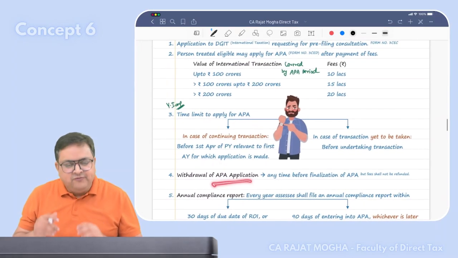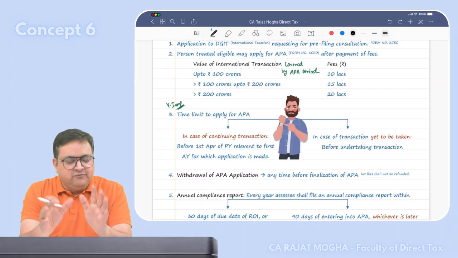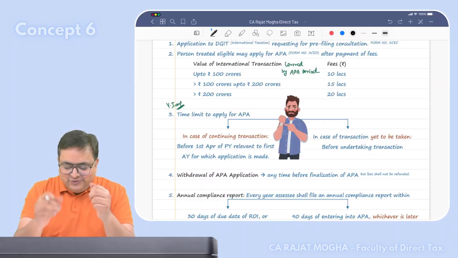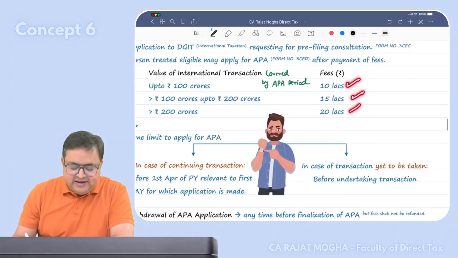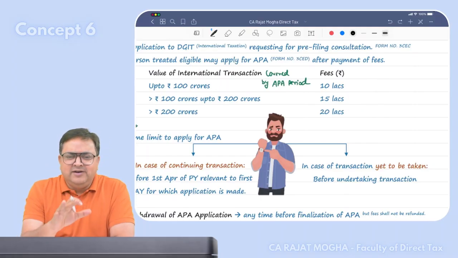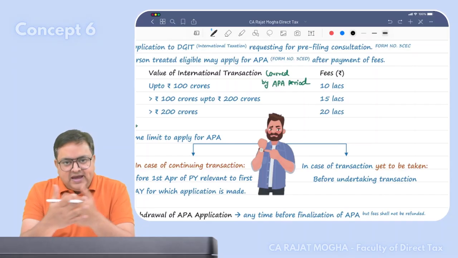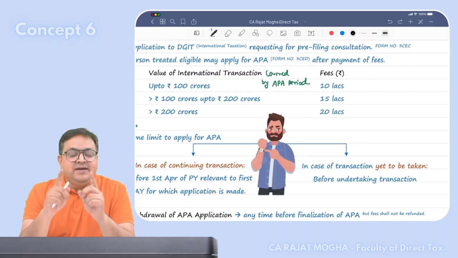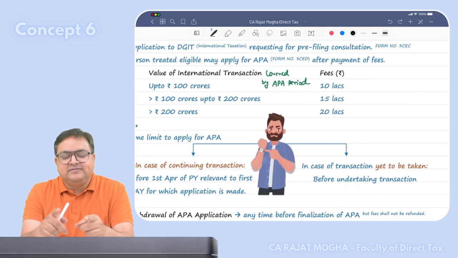Sir, can I withdraw once I have applied for the APA? I have paid the fees. Obviously, without fees, they will not do anything. So you have paid the fees also, 10 lakh, 15 lakh, 20 lakh, as the case may be. Sir, after applying for the APA, I found that I have done something wrong. Can I withdraw from the APA? See, once the APA is signed, then you can't withdraw.